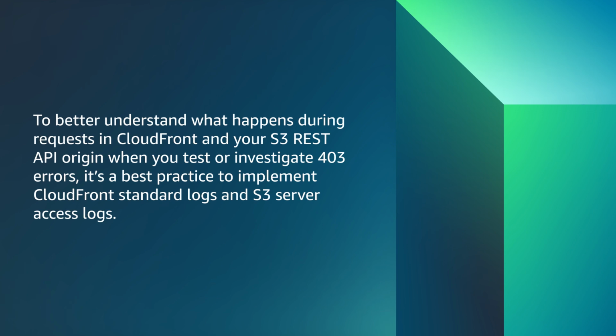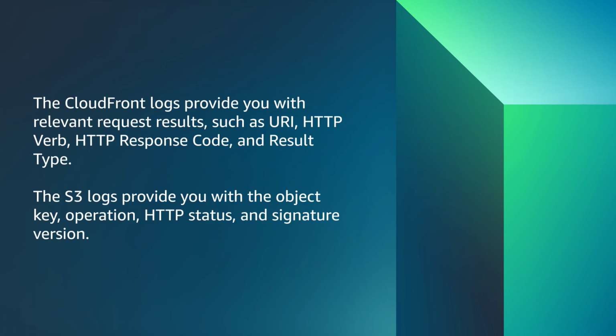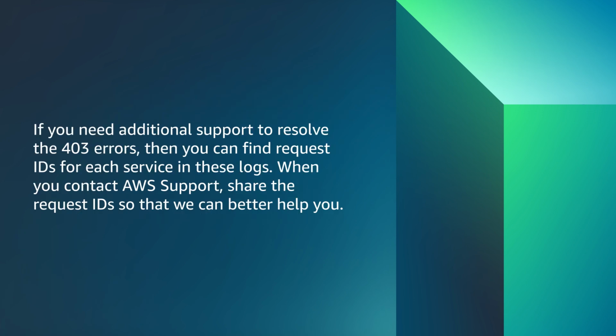To better understand what happens during requests in CloudFront and your S3 REST API origin when you test or investigate 403 errors, it's a best practice to implement CloudFront standard logs and S3 server access logs. The CloudFront logs provide you with relevant request results such as URI, HTTP verb, HTTP response code, and result type. The S3 logs provide you with the object key, operation, HTTP status, and signature version. If you need additional support to resolve the 403 errors, then you can find request IDs for each service in these logs. When you contact AWS Premium Support, share these request IDs so that we can better help you.